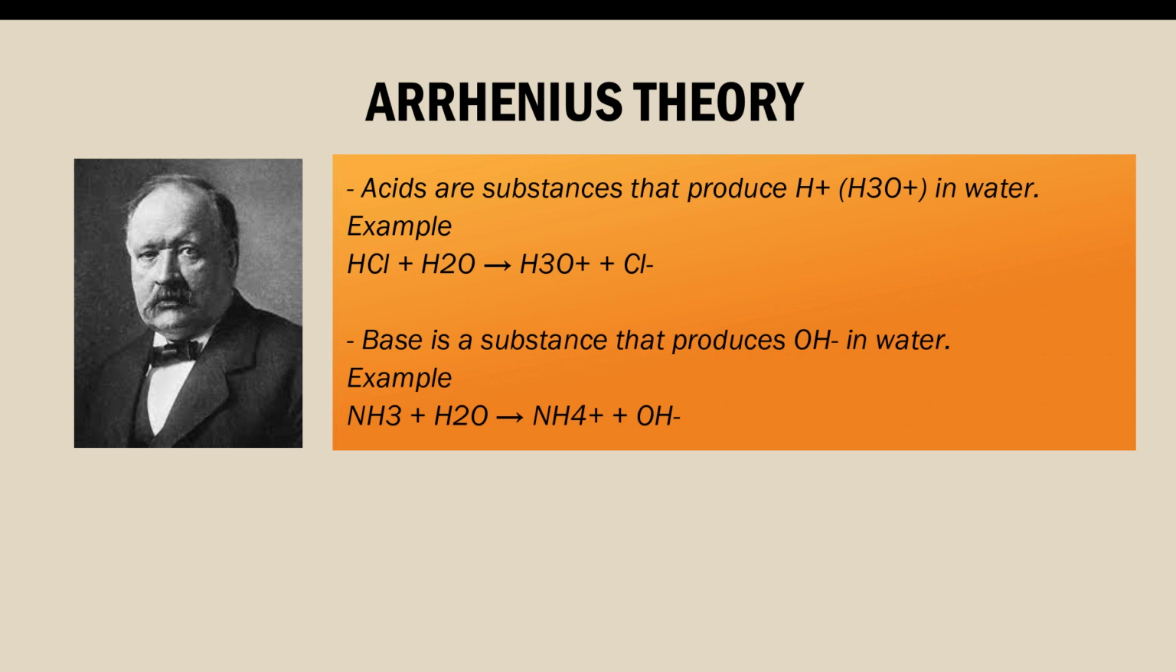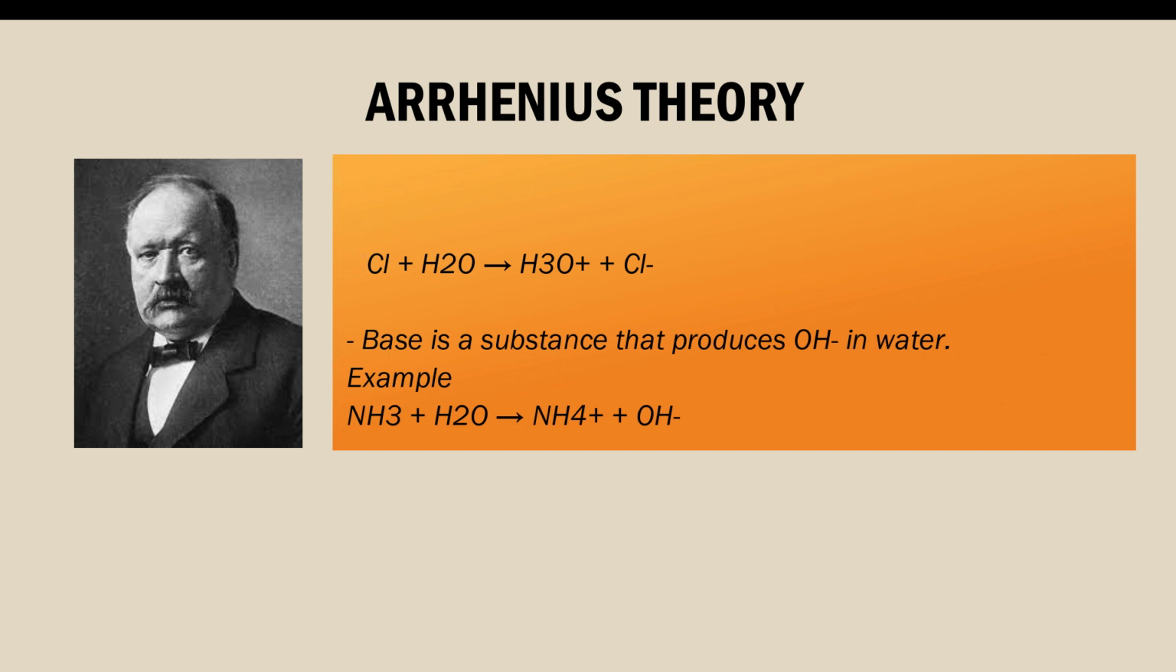The example of acid is HCl. When it reacts with water, it will produce H3O+ ion and Cl- ion. And then the example of base is NH3. When it reacts with water, it will produce NH4+ ion and OH- ion.